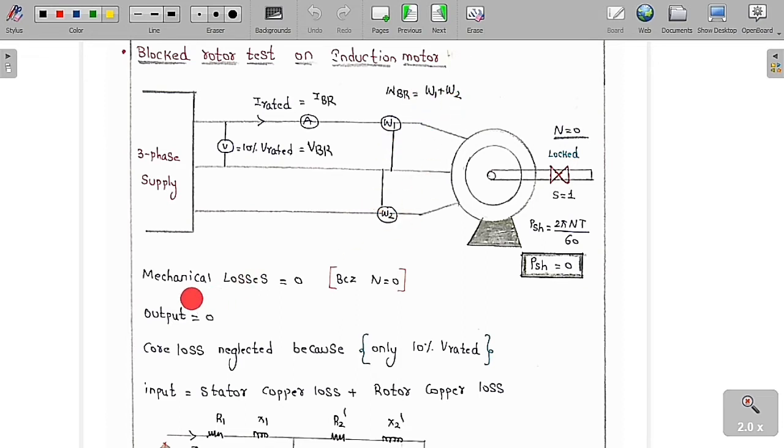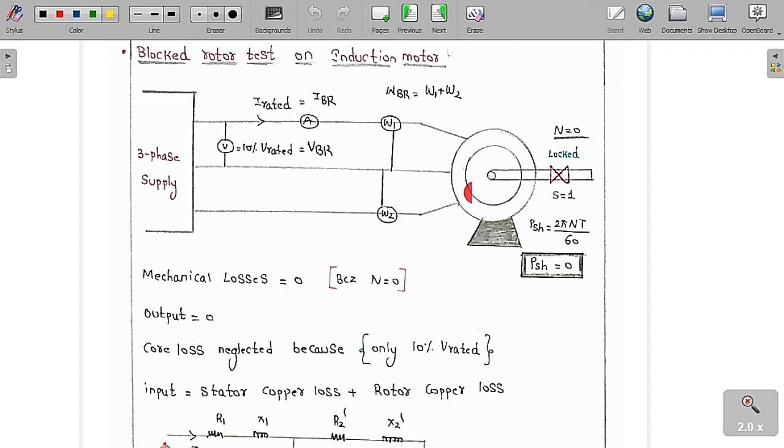I have already told you, as the speed itself is equal to 0, the mechanical loss is also 0. Friction occurs only when the rotor is moving, and as it is not moving at all, mechanical losses, which means friction losses, are 0 because speed is 0. So output power is also 0.